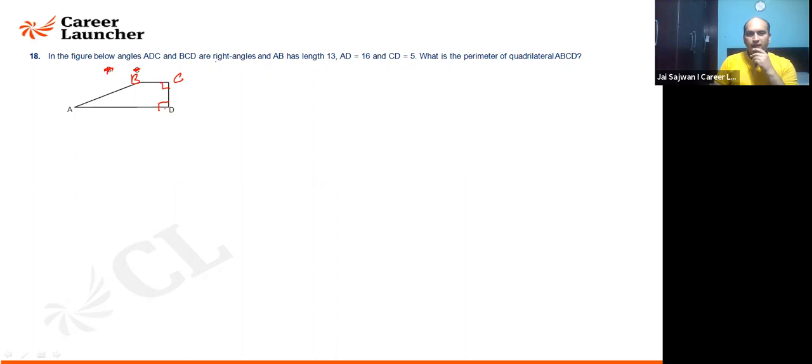They are 90-90 given here. Find the perimeter, means sum of the length. All the lengths are given. Only one length is there. This is what I need to find out. So come on, try out.